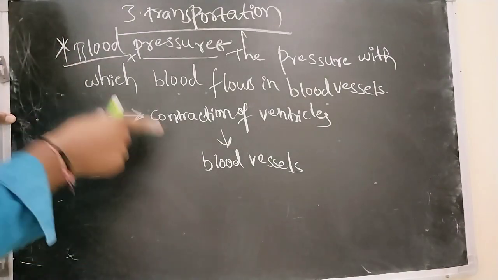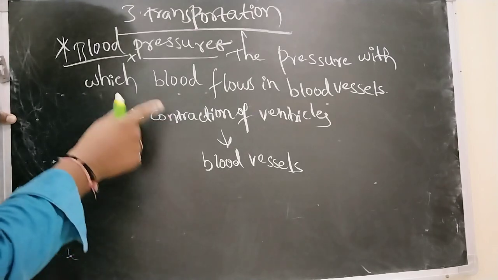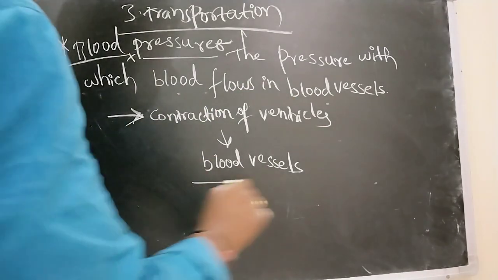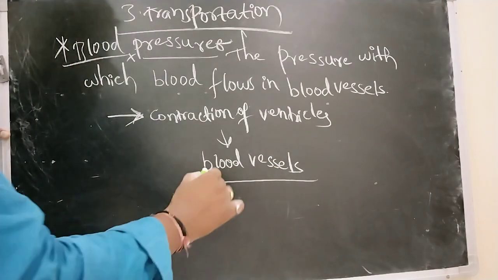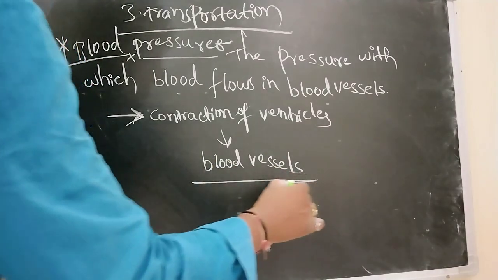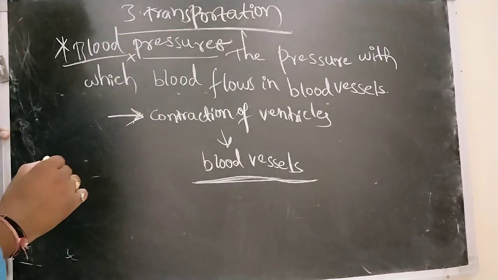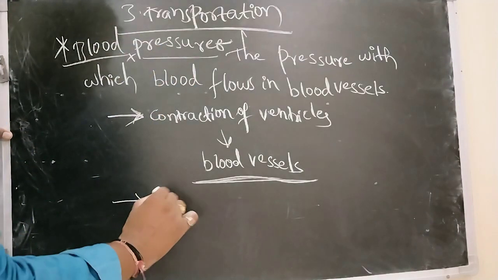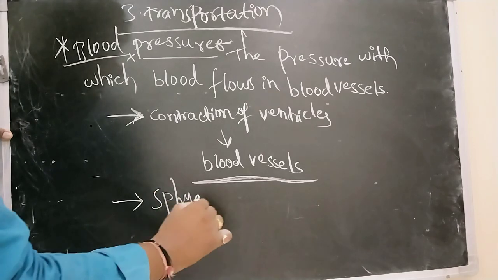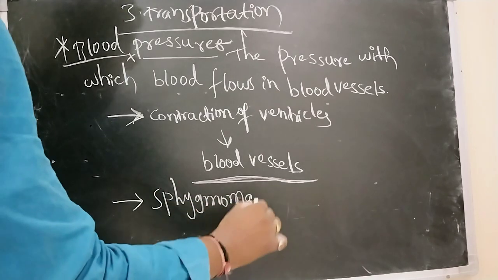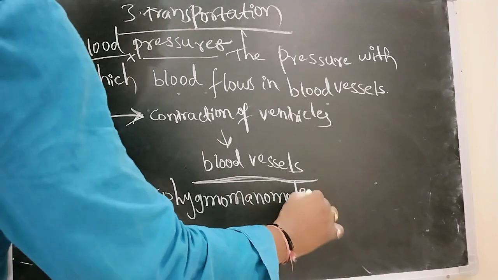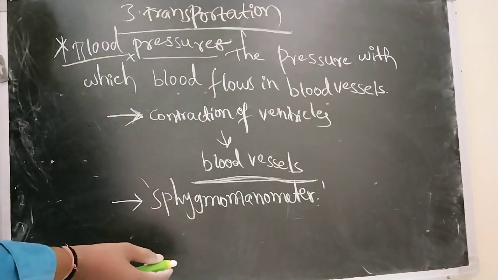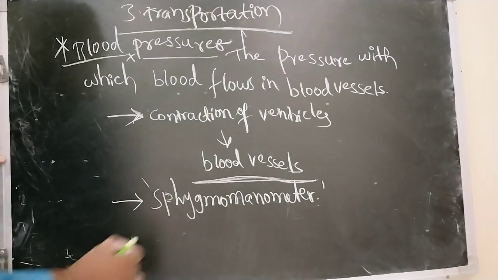Okay, so this pressure is created because of the contraction of ventricles to force the blood into blood vessels. As a result, in blood vessels there will be pressure, that is what we call blood pressure. Generally the doctors measure the blood pressure with the help of an instrument called sphygmomanometer. It is usually measured above the arm.